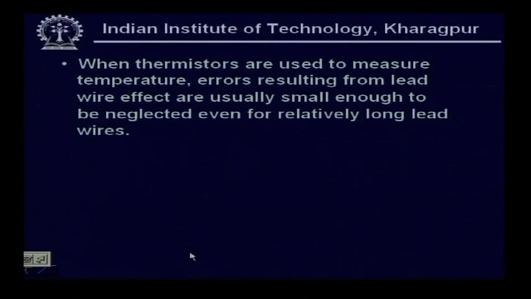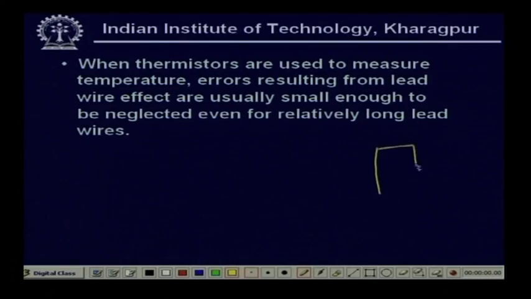Now, when thermistors are used to measure the temperature, the errors resulting from the lead wire effect are usually small enough to be neglected even for a relatively long lead wire. Now, this is the typical problem of any temperature sensitive devices. When you are making a temperature sensitive sensor, this is a typical problem, because of the resistance of the lead wire.